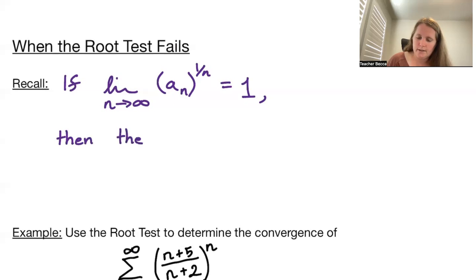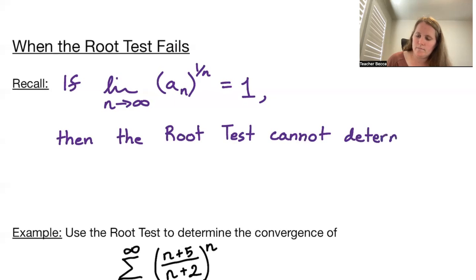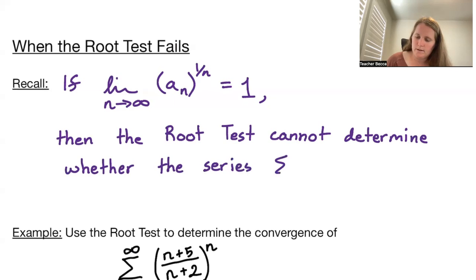So then the root test cannot determine whether the series, that is the sum from n equals 1 to infinity of a sub n, converges or diverges.